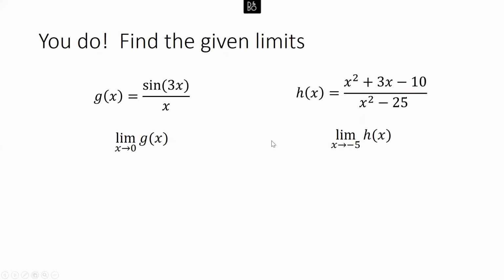We're going to do these problems. And just like last time, if you found these problems really easy, that's great. You can skip this video if you don't need it. But we'll go through each one of these two problems. Now we're going to take one at a time. We'll find the limits both numerically and graphically of g of x as x goes to 0, and then of this h of x as x goes to -5.